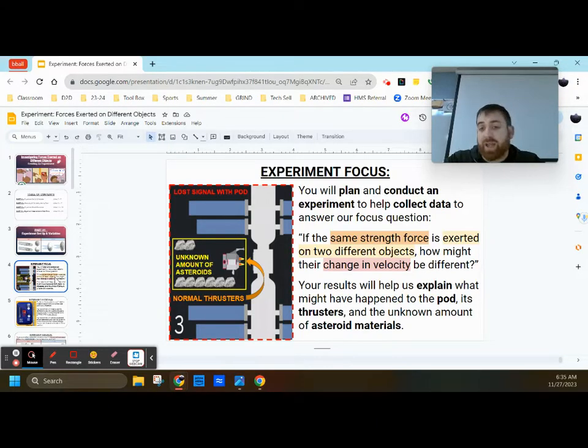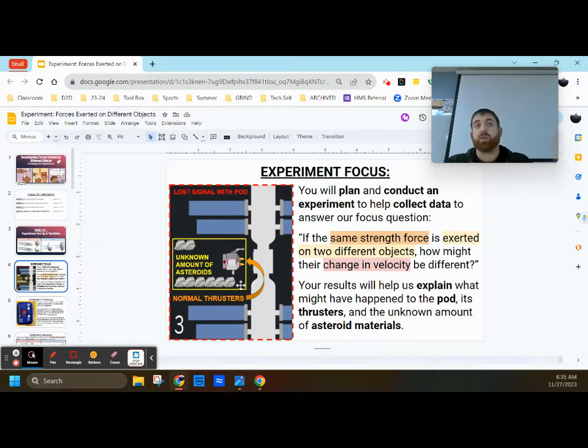Your job will be to plan and conduct an experiment to help you collect data to answer our focus question. Our focus question is, if the same strength force is exerted on two different objects, how might their change in velocity be different? So we know that with our pod, we have a lost signal moment where nobody knows what happened. We now know that there was a normal thruster force and that our space pod had an unknown amount of material in terms of asteroids.